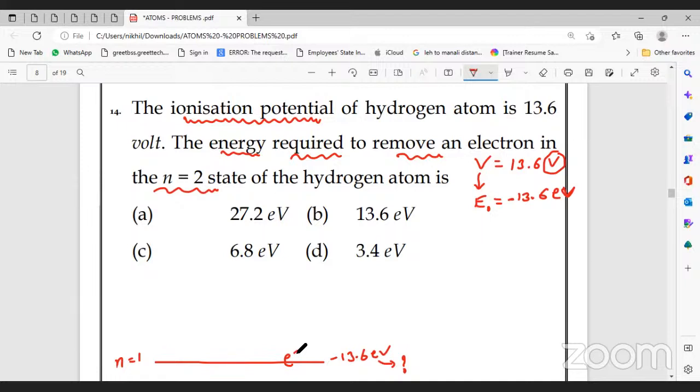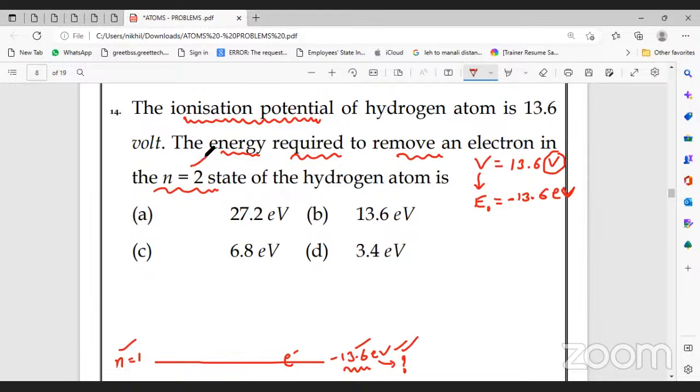The electron can be removed from that orbit by supplying an energy of 13.6 electron volt. So that is the meaning of this. This energy is called ionization energy. Ionization energy means the energy required to remove the electron from the orbit. What is the ionization energy in the first orbit? Ionization energy in the first orbit is 13.6 electron volt.